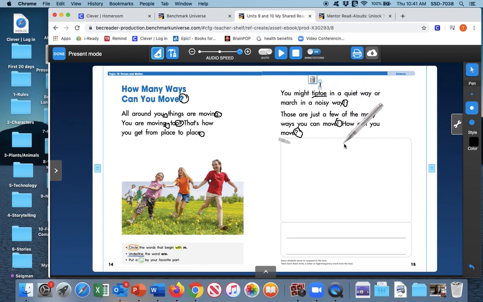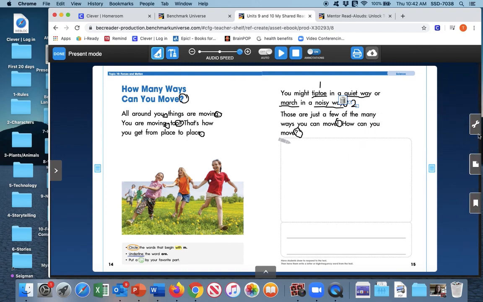What is another way? When you tiptoe, you're walking or moving in a quiet way. We can underline the word quiet to go with that. Or what is another way that we can move? We can move in a noisy way by marching. It says march in a noisy way. So I'm going to put a number 2 right there. So these are just a few of the many ways that you can move.